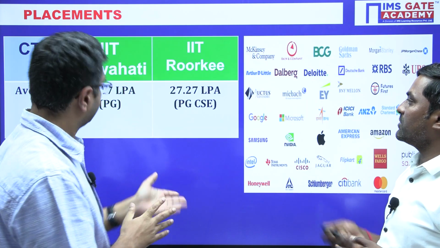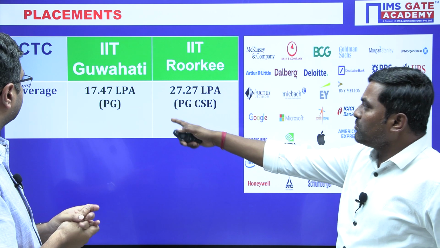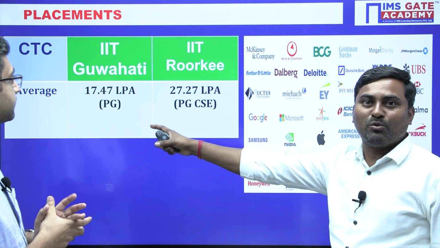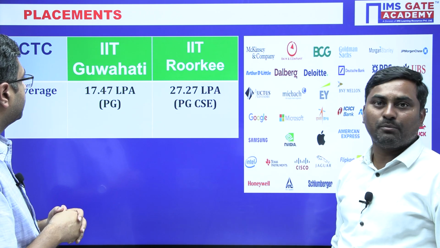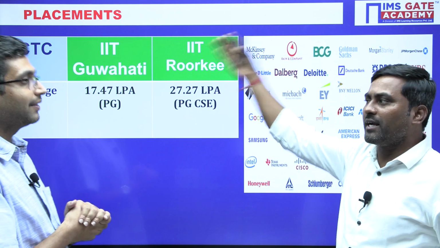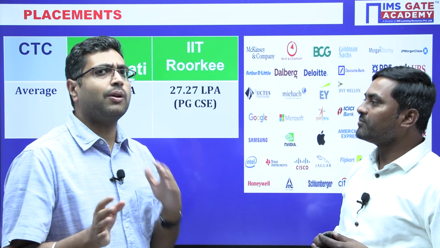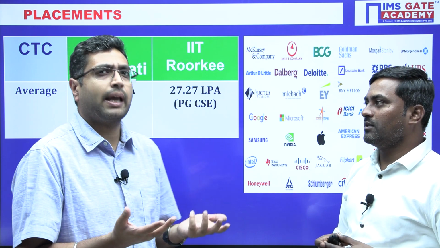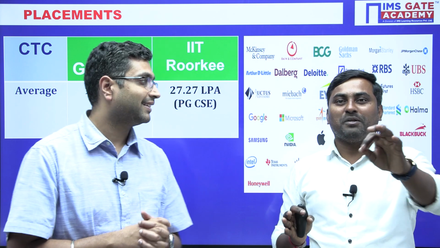Let's talk about placements. So for IIT Guwahati, the PG means completely the MTech program only. The MTech program includes all the branches. Average CTC is 17.47 LPA. It's quite a handsome package. We could not get the highest package. That's the reason: students should mostly concentrate on the average package only, because outlier packages we cannot trust.